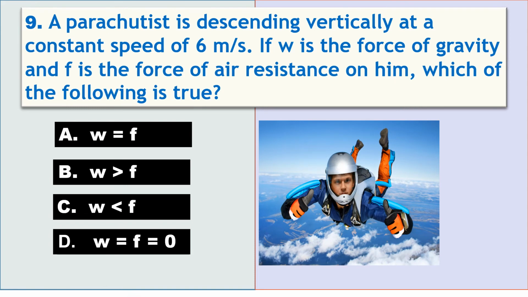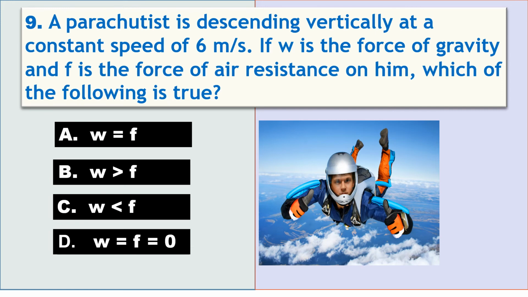Question number 9. A parachutist is descending vertically at a constant speed of 6 meters per second. If small w is the force of gravity and small f is the force of air resistance on him, which of the following is true? Letter A, W is equal to F. Letter B, W is greater than F. Letter C, W is less than F. Or letter D, W is equal to F and both are equal to 0.